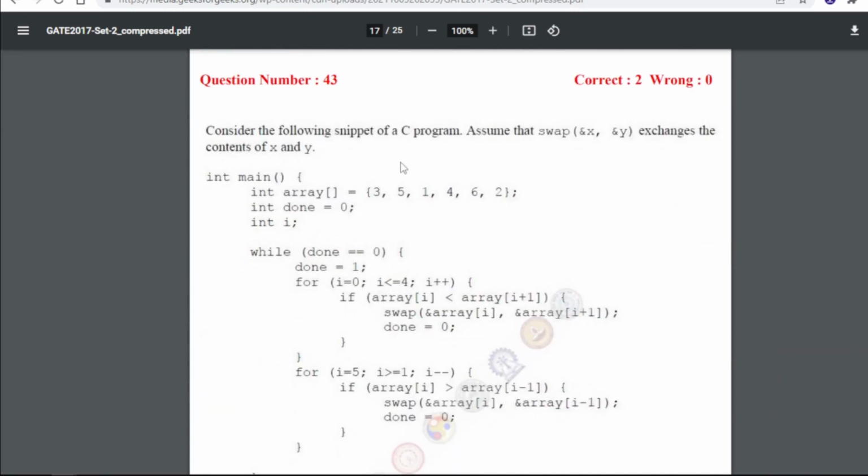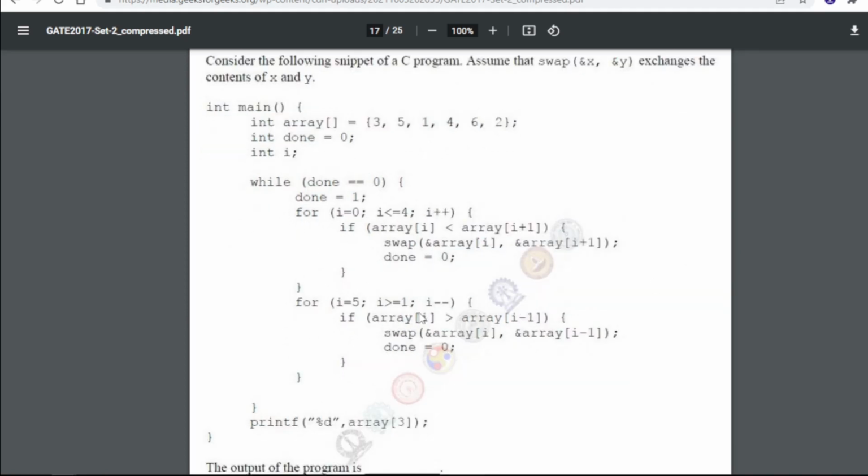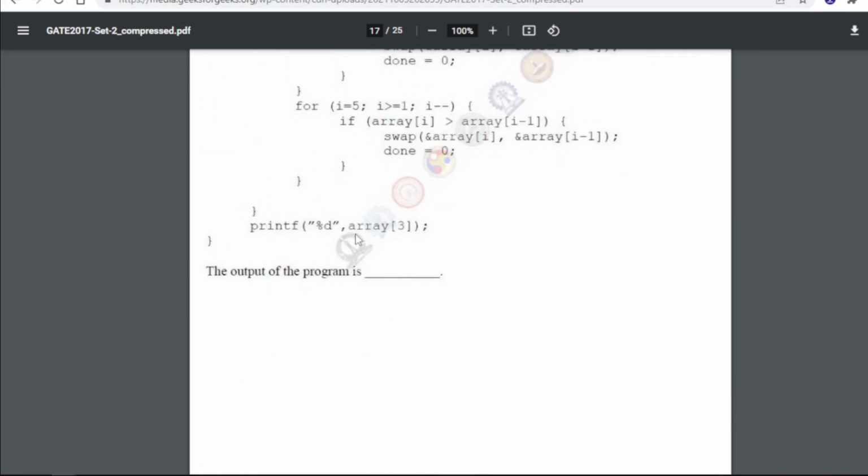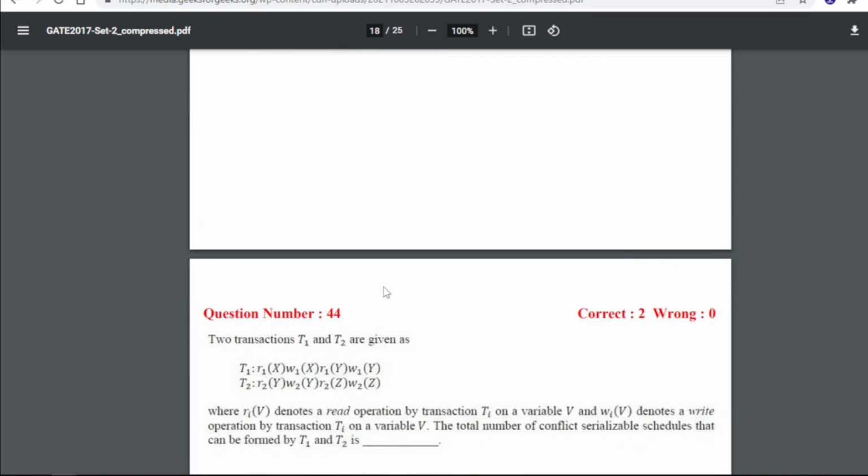43 is: consider the following snippet of a C program. Assume that swap with address of x and address of y exchanges the content of x and y. So for 43, our answer will be 3.0. So if we run the program, we will get the answer from this printf.